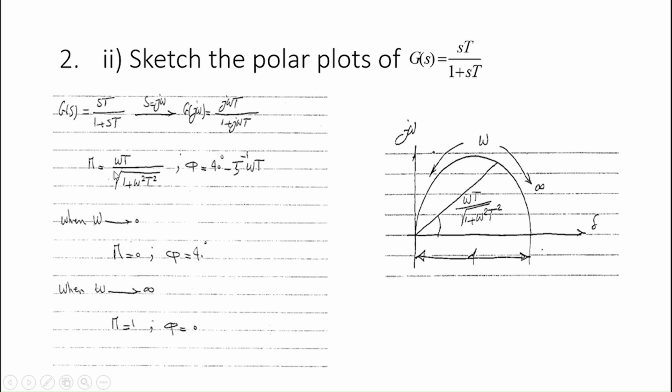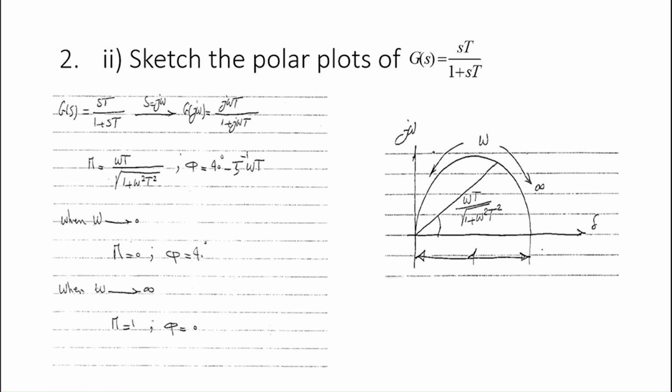Once we have the functions for the magnitude and the phase, we need to check the behavior at frequency equal to 0 and frequency equal to infinity. At frequency equal to 0, the magnitude is equal to 0 and the phase is equal to 90 degrees. When frequency is equal to infinity, the magnitude is 1 and the phase is equal to 0 as well.